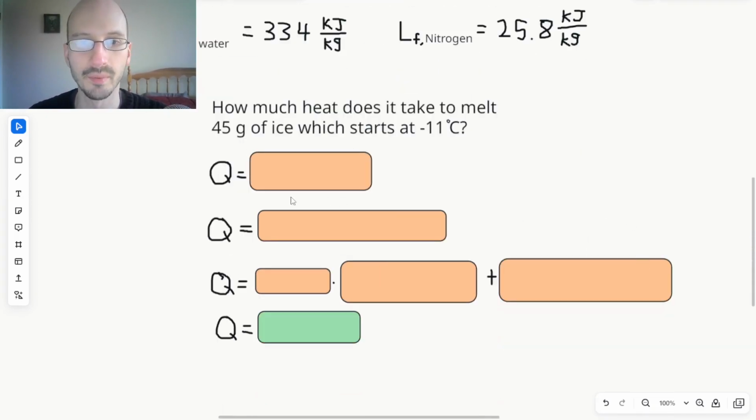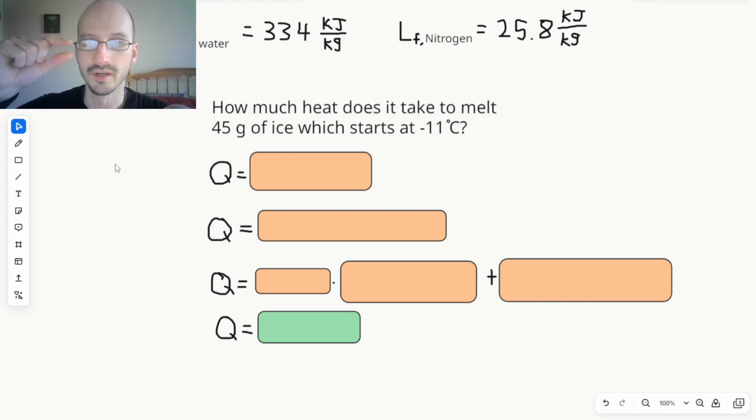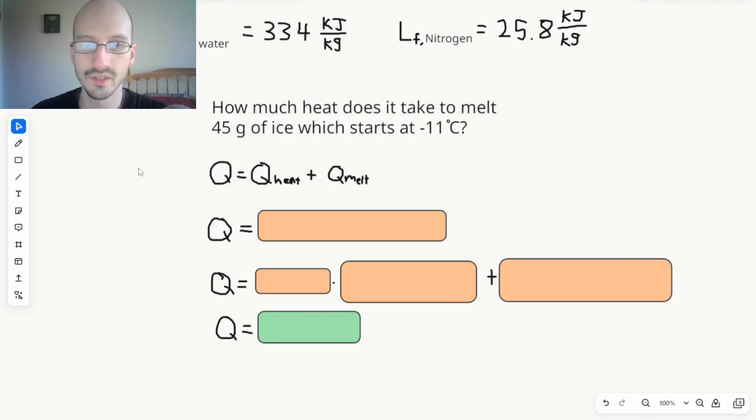All right, so an example problem. How much heat does it take to melt 45 grams of ice, which starts at minus 11 degrees Celsius? So in this case, we have ice that starts below freezing. We have to raise it to freezing temperature, and then we have to melt it. So the heat is equal to Q heat plus Q melt. So the heat required to raise the temperature plus the heat required to melt the ice.